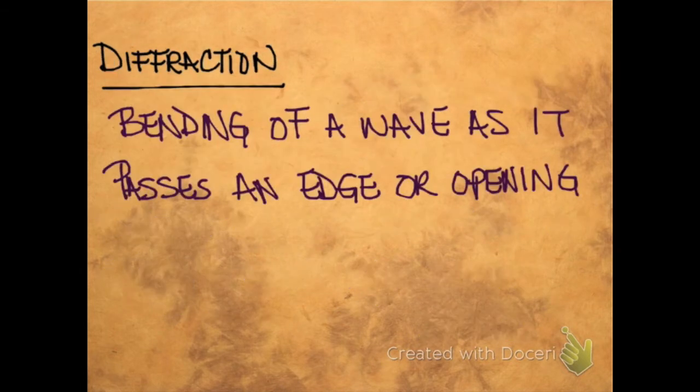We also have diffraction. Now, this is similar to refraction because it's something that happens to the wave as it passes through something, but this is when the wave bends as it passes an edge or an opening. So this is like when you see the light coming underneath the door from a different room. So diffraction is the bending of the waves as it passes an edge or an opening.